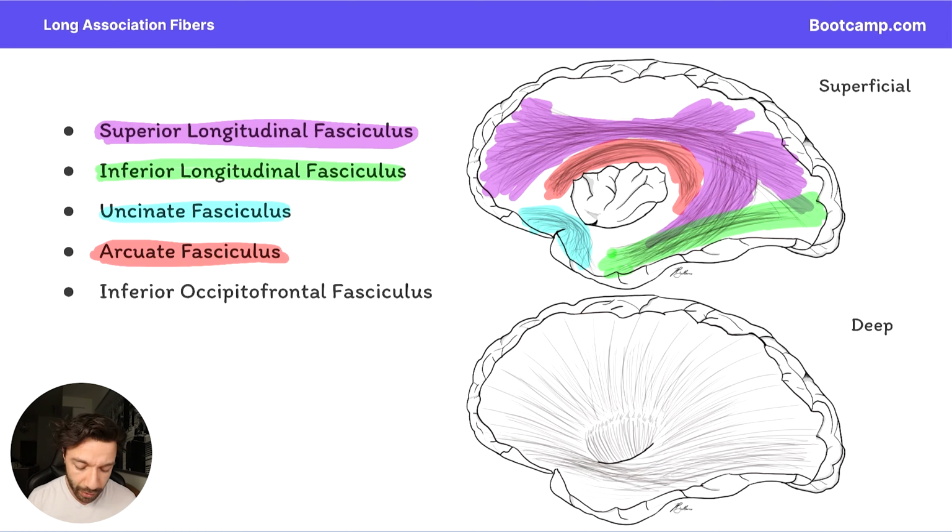And this is going to be our inferior occipital frontal fasciculus. And this is going to be connecting the occipital lobe to the frontal lobe. It's going to be traveling inferiorly. And this again is going to be deep to this inferior longitudinal fasciculus as well as this uncinate fasciculus, and it's going to travel right there.